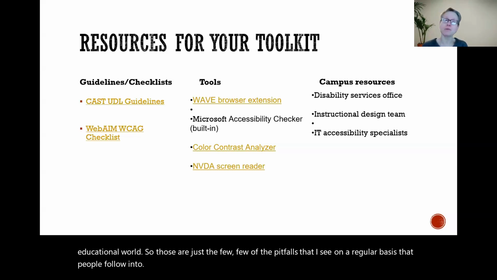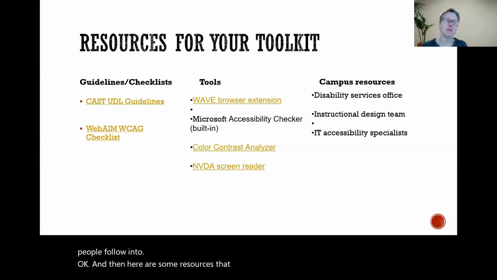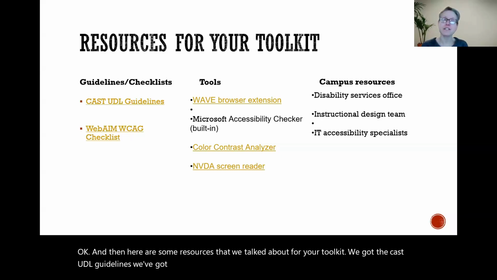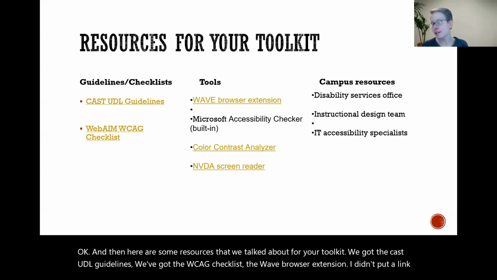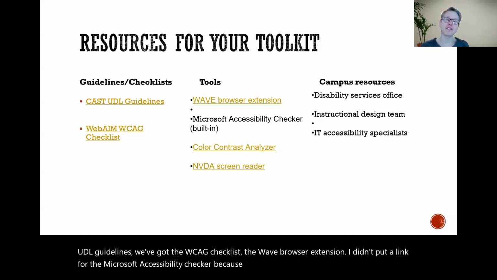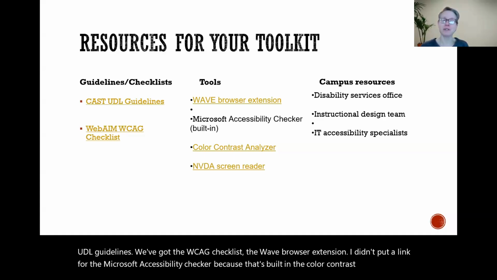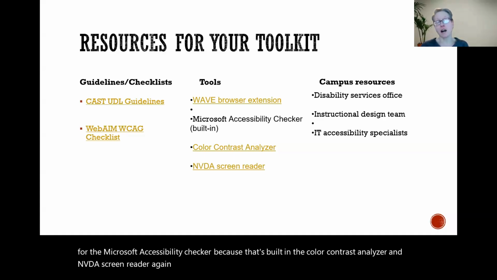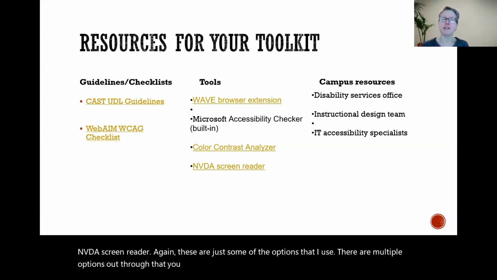Okay, and then here are some resources that we talked about for your toolkit. We've got the CAST UDL guidelines. We've got the WCAG checklist, the WAVE browser extension. I didn't put a link for the Microsoft Accessibility Checker because that's built in. The color contrast analyzer and the NVDA screen reader. Again, these are just some of the options that I use. There are multiple options out there that you can choose to use that are available.